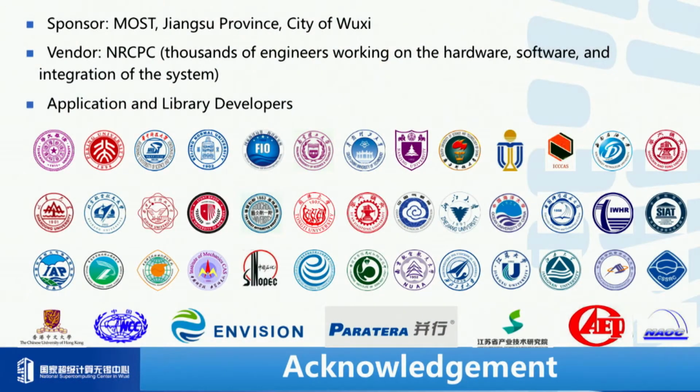Since it's the first time that I have the opportunity to talk to you about this system, I'd like to take some time to acknowledge the great efforts that these organizations have made to make it possible to have this machine and also to have application software on this machine. Our major sponsors, the Ministry of Science and Technology in China, Jiangsu Province and the City of Wuxi, provided the 1.8 billion Chinese yuan budget to build this amazing machine. And I'd like to mention that the City of Wuxi is so kind as to also support the electricity cost, which, as you can imagine, is a big part of the operation cost.